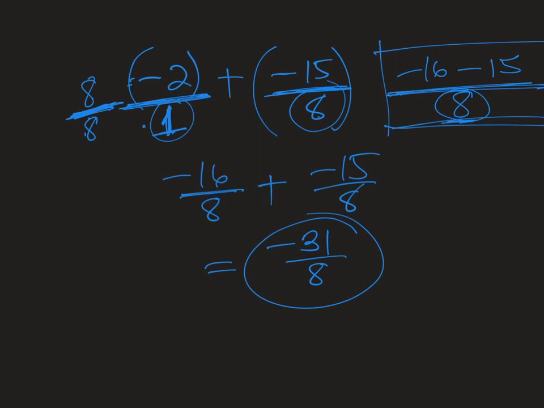Moving on to another problem. Number 60. We have negative 1 minus 2 over 3. Again, we don't have a common denominator, but we know that this negative 1 has a 1 underneath it, technically.